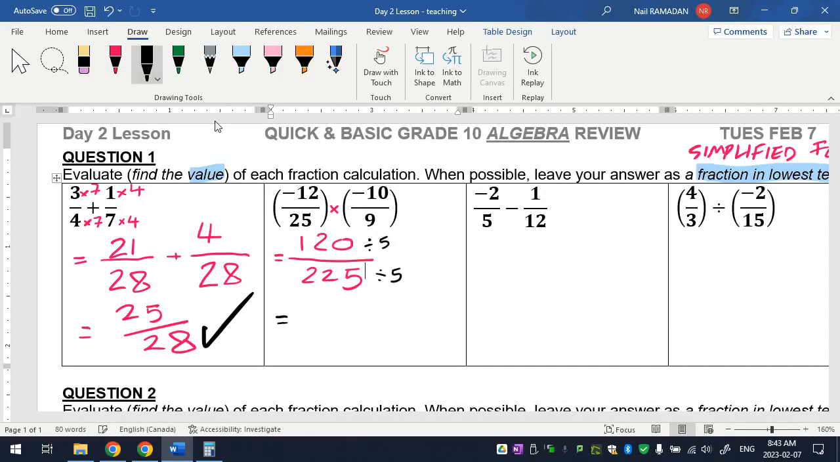Okay, keep going. What's 120 divided by 5? 24. It's okay. By the way, no guesses. You have calculators, use them. 24. How about 225 divided by 5? 45. Okay, look how smaller the number got.